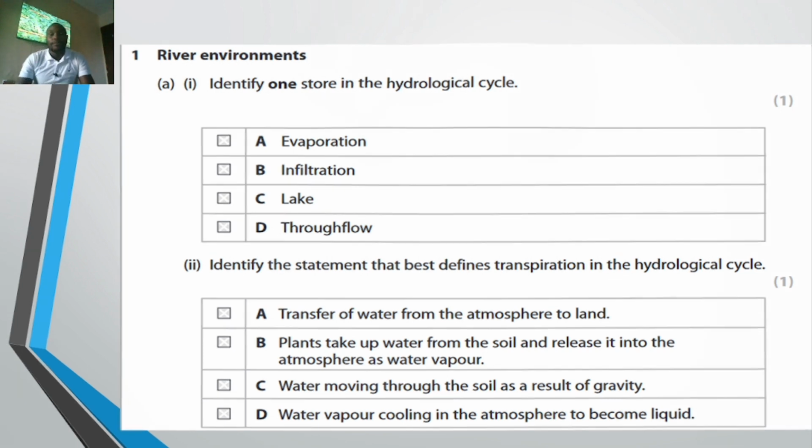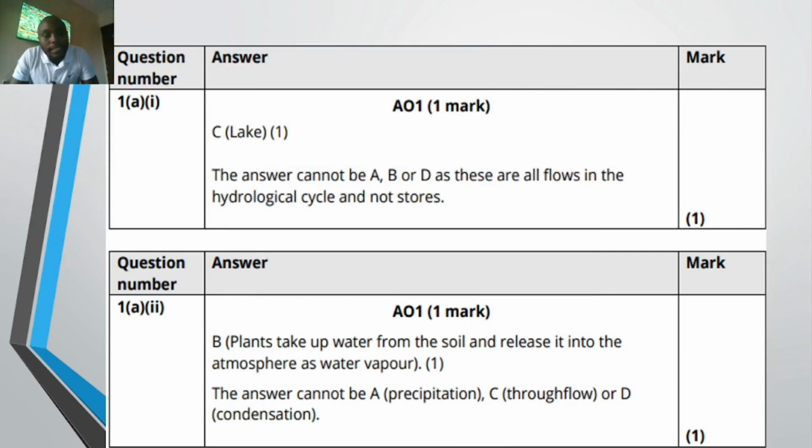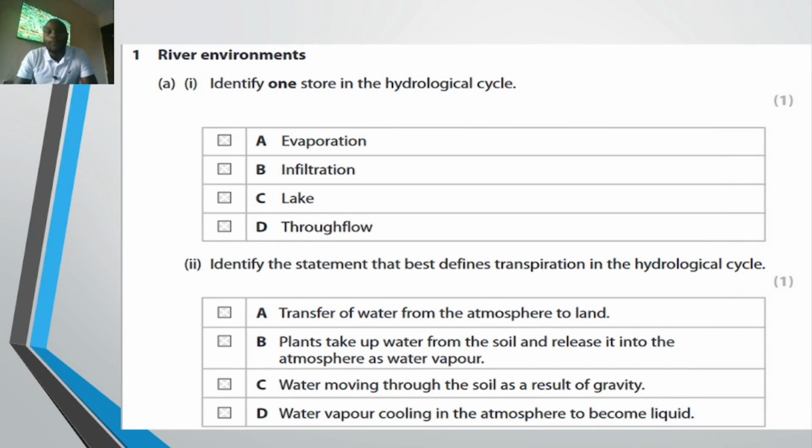And then the answer to the second one is B. Plants take up water from the soil and release it into the atmosphere as water vapor. Okay, what about the other answers? Look at that. Transfer of water from the atmosphere to the land. What is that? That is precipitation. Okay, so it's not the answer. Plants take up water from the soil and release it into the atmosphere. That's now transpiration, which is the answer.